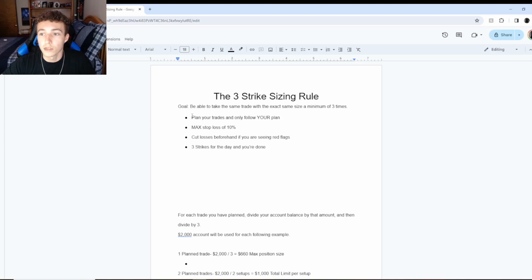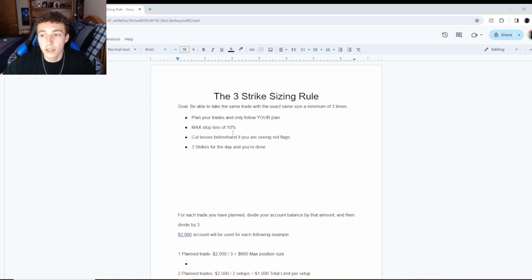So here's a couple rules to follow. You want to plan your trades and only follow your plan. If you have a trade idea that comes up and it's not on your plan, just skip it. And you're going to want to have a max stop loss of 10%.